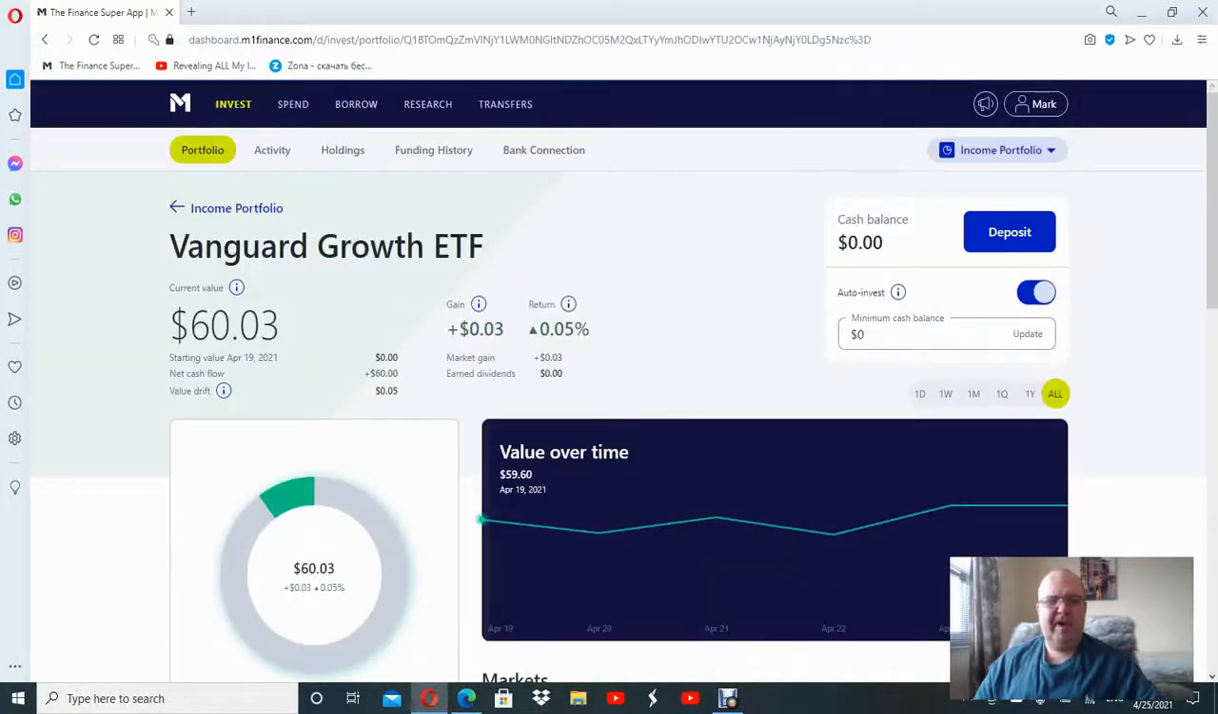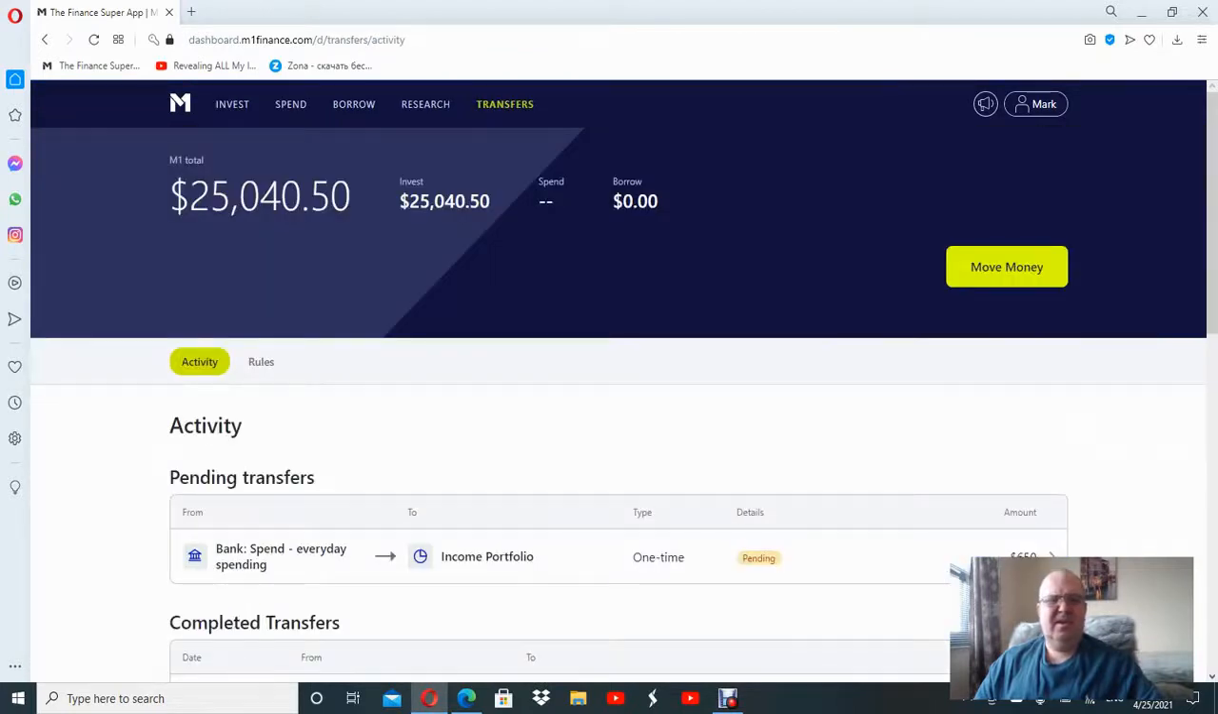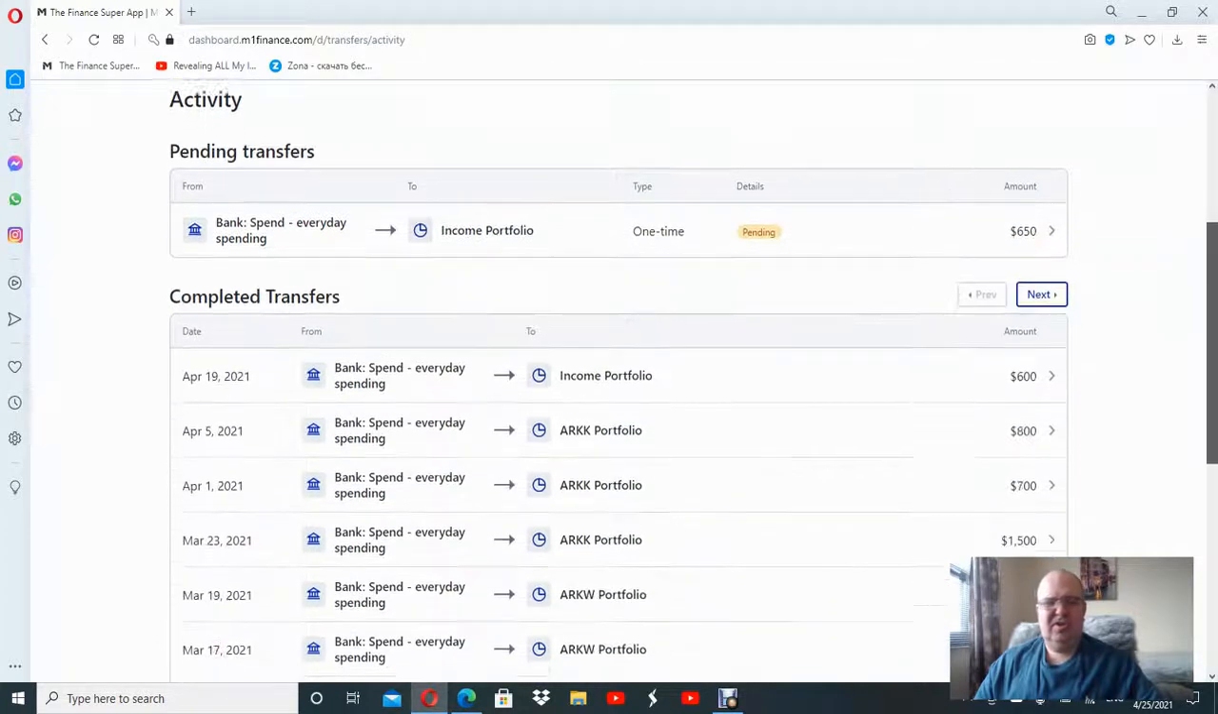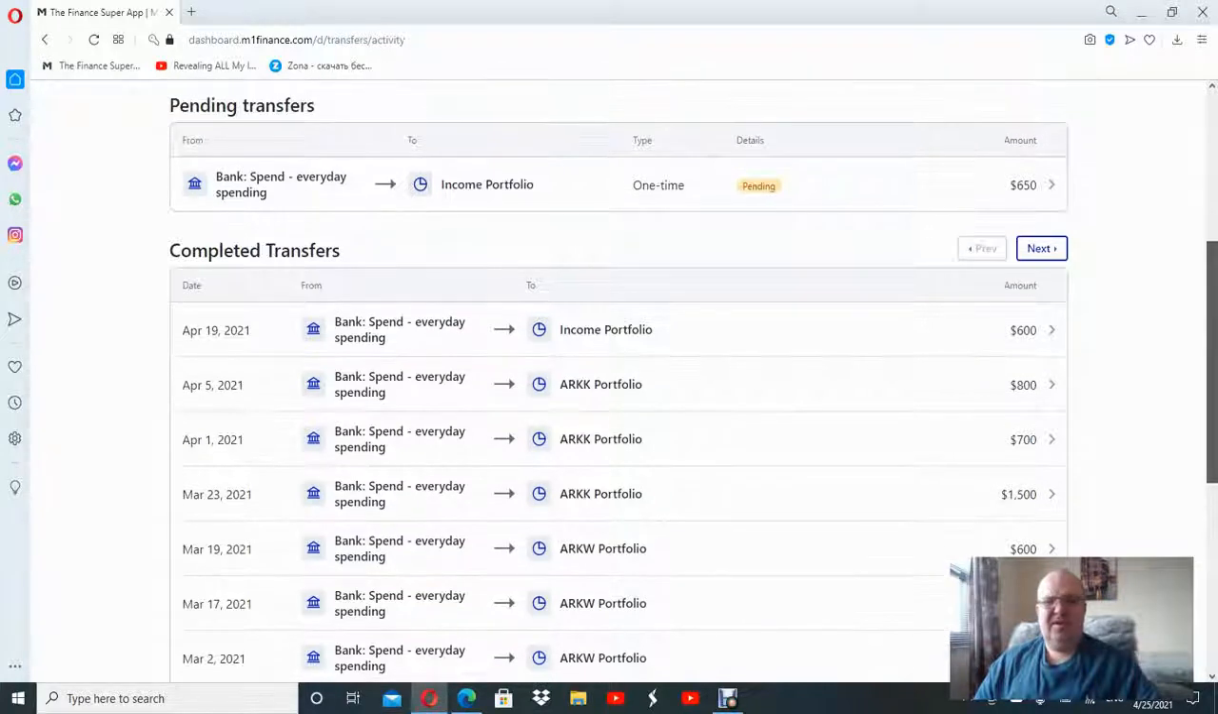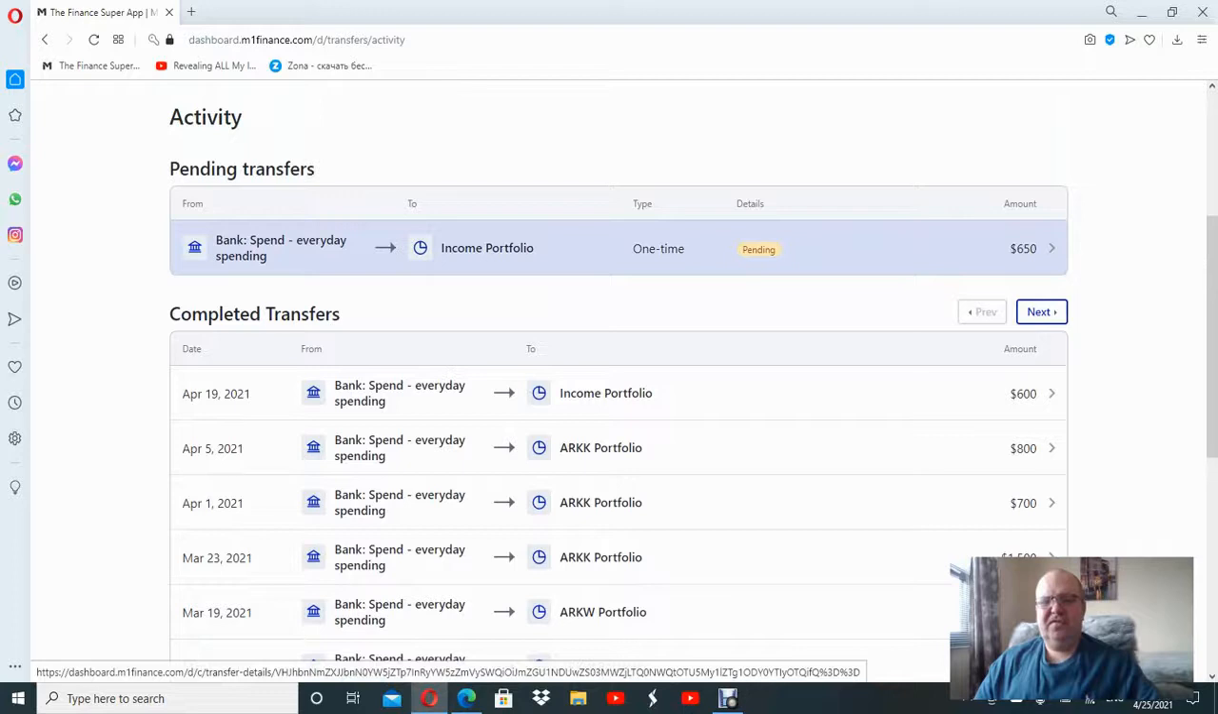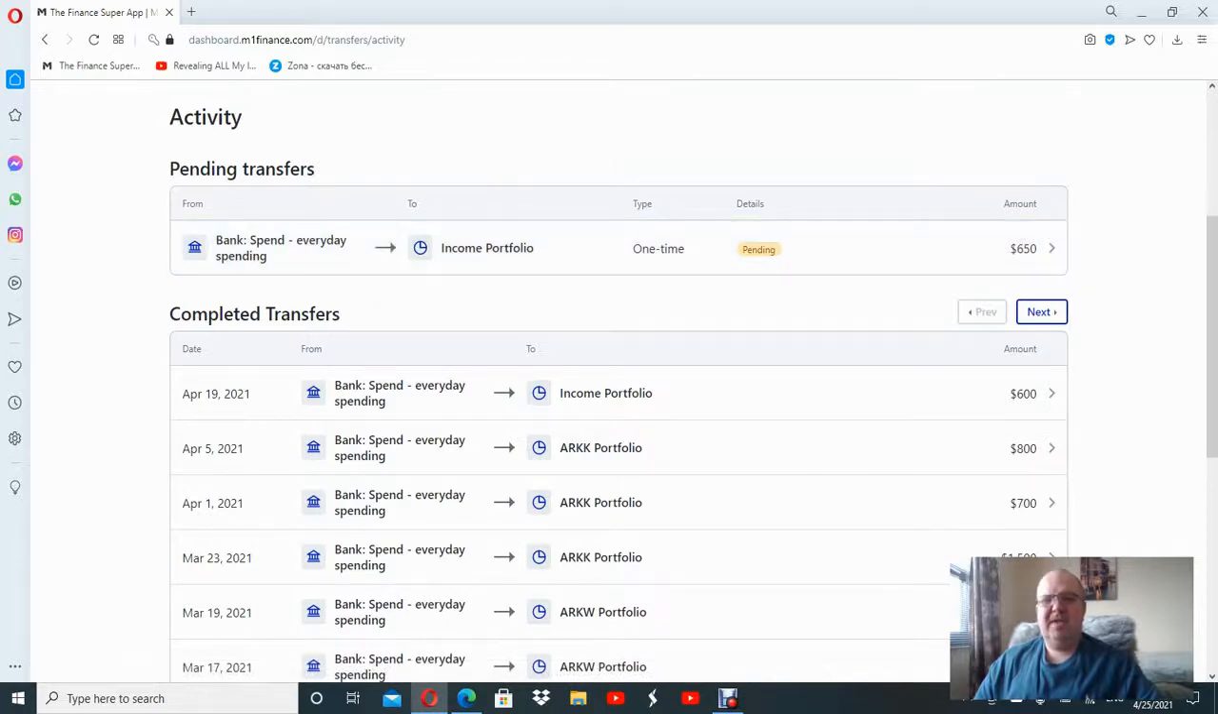And here I also added VUG to my portfolio to offset the principal loss. It's only 10% right now, and I added that to offset the principal loss that I would incur with QYLD. And right now my portfolio is at $25,000 and some change. So once I add $650 to my portfolio, then I would approximately make about $10, maybe a little bit more, in dividend payment.